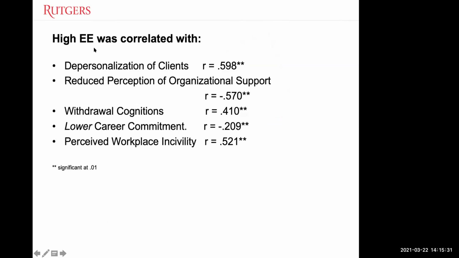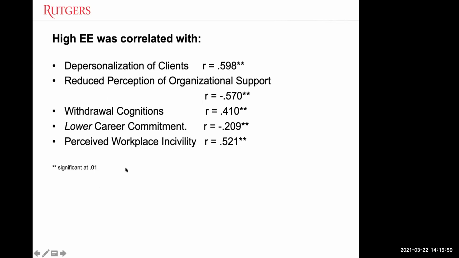And here's one of the things that's really interesting. So EE is emotional exhaustion. It's that one dimension that seems to start the whole thing. And if you're wonky like me, the r is a correlation. And what's fascinating is you see high correlations between emotional exhaustion and other bad stuff, right? Depersonalization of clients is 0.598. That's a large correlation and significant at 0.01, right?